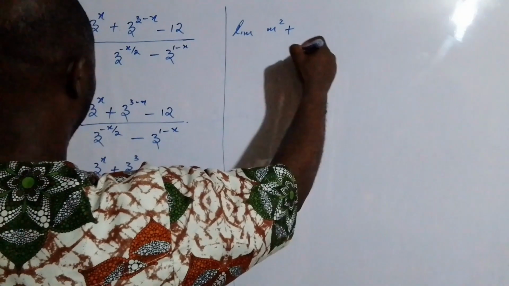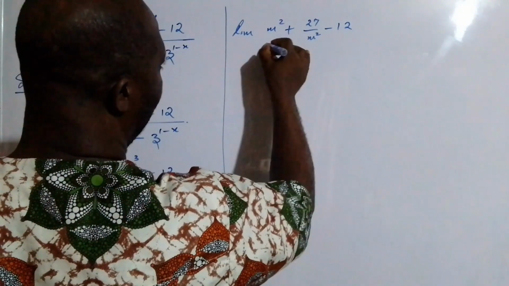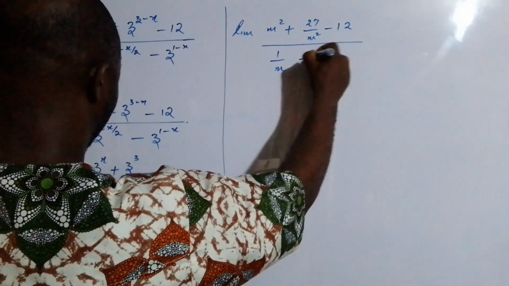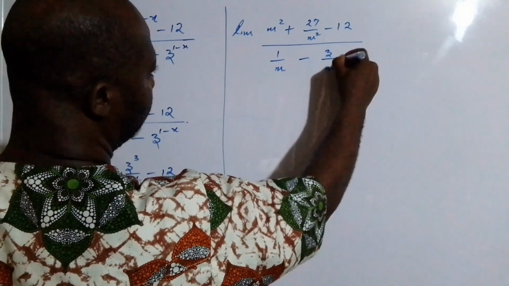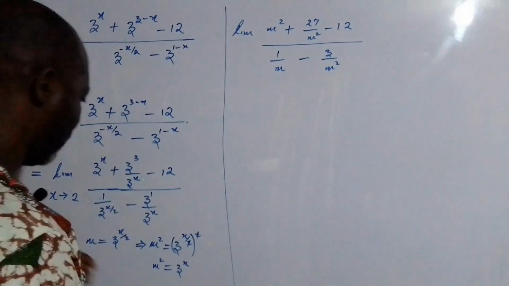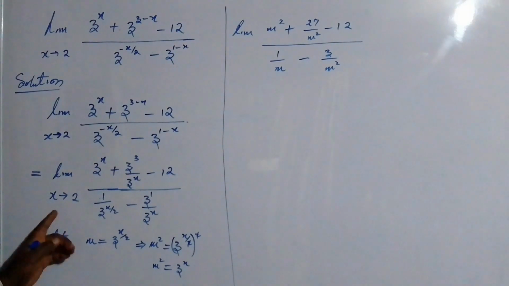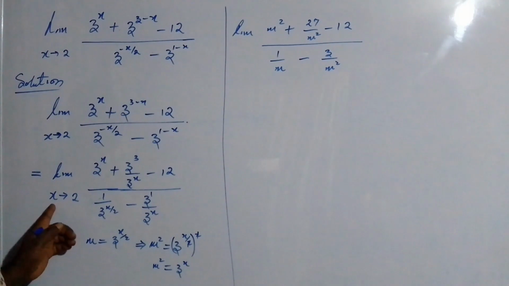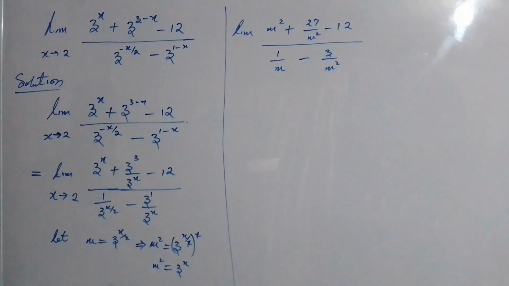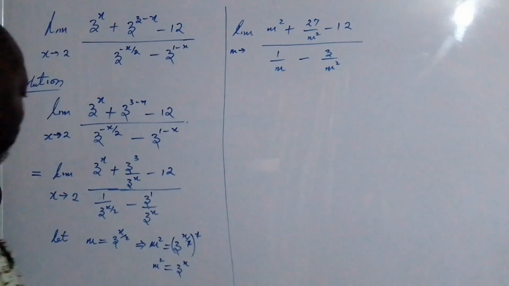If we go by that, this expression now becomes the limit of m squared plus 27 over m squared minus 12, all over 1 over m minus 3 over m squared. Now we are not going to have x again since we have moved over from x to m. So the variable now is m. So we change the limit so that it is now m tends to what? What will be the value of m here?